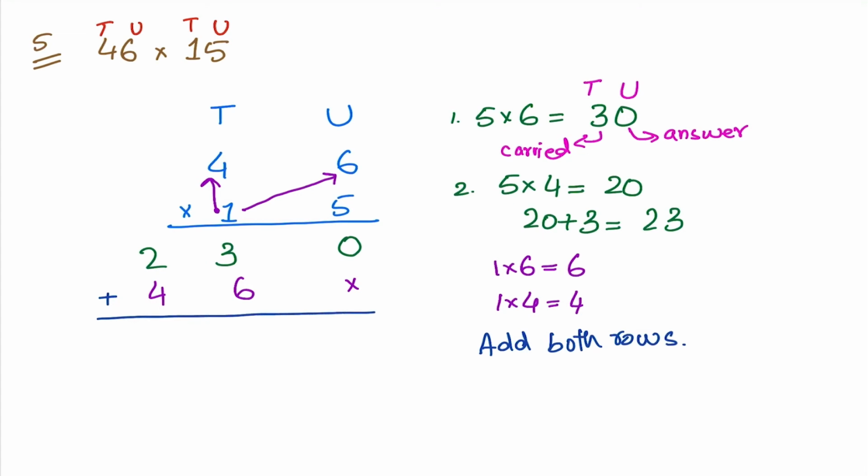So add it. 0 plus 0 is 0. 3 plus 6 is 9. And 2 plus 4 is 6. We can conclude that the product of 46 and 15 is 690.